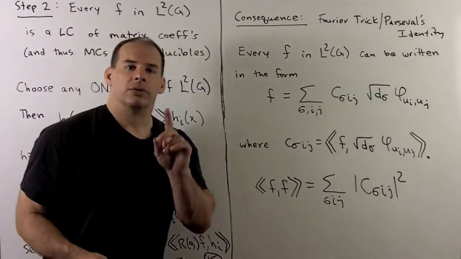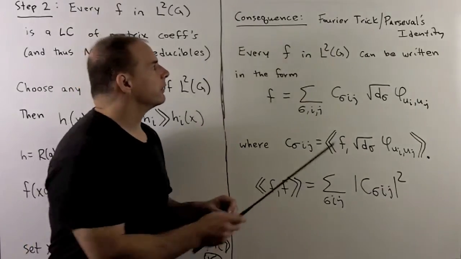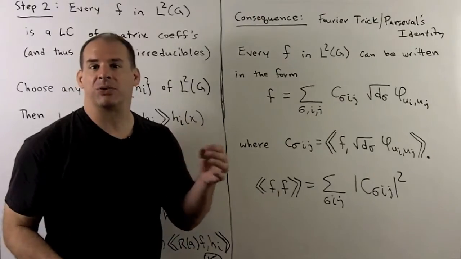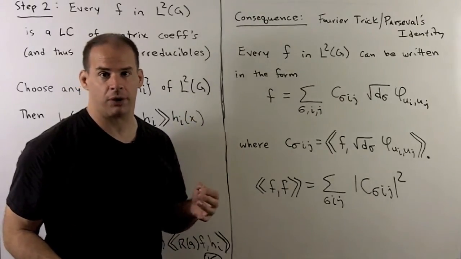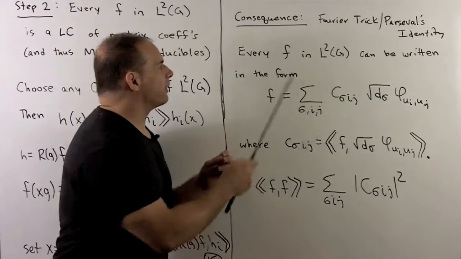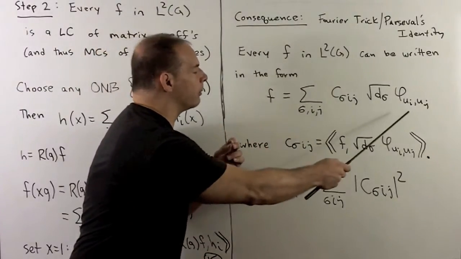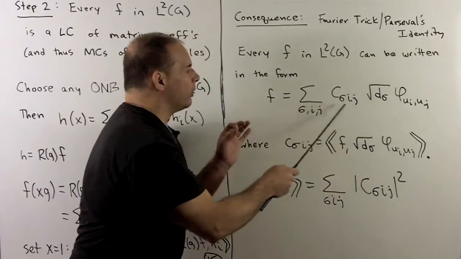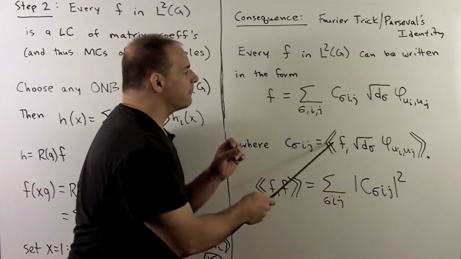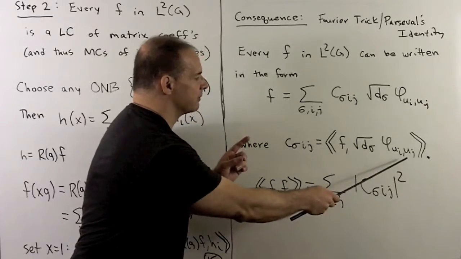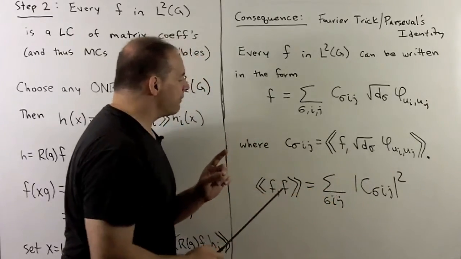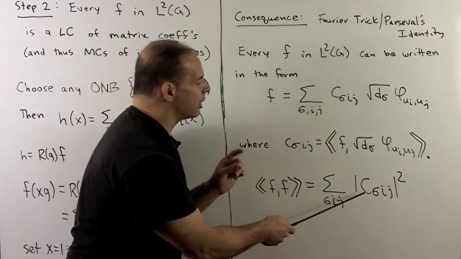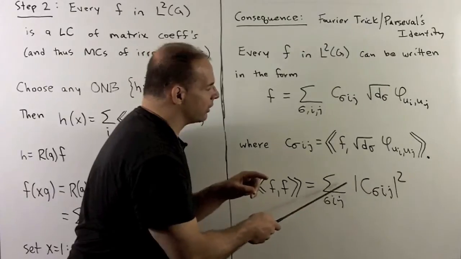Now, first consequence for analysis, we have Fourier's trick and Parseval's identity. So we have an orthonormal basis for L2 of G now, in terms of the matrix coefficients. So that says every f in L2 of G can be written in this form. So we have elements from our orthonormal basis for L2 of G. The way we get the scalars in front, we just take the inner product of f with elements from the orthonormal basis. Then we also have, if I take the length squared of f with respect to the L2 norm, it's equal to the sum of the moduli squared of the coefficients.